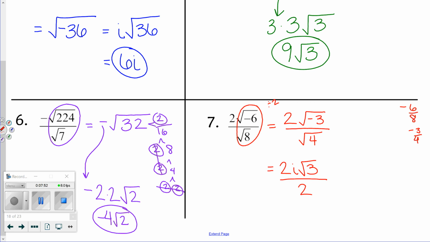Now, I need to look and double check, because I did everything I could with the radicals. Double check your final answer. Can it still be simplified? And in this case, yes, it can. Notice now, I have 2's on top and bottom, neither of which are underneath a radical. These 2's will cancel out. So I'm left with i radical 3. And I am finished.